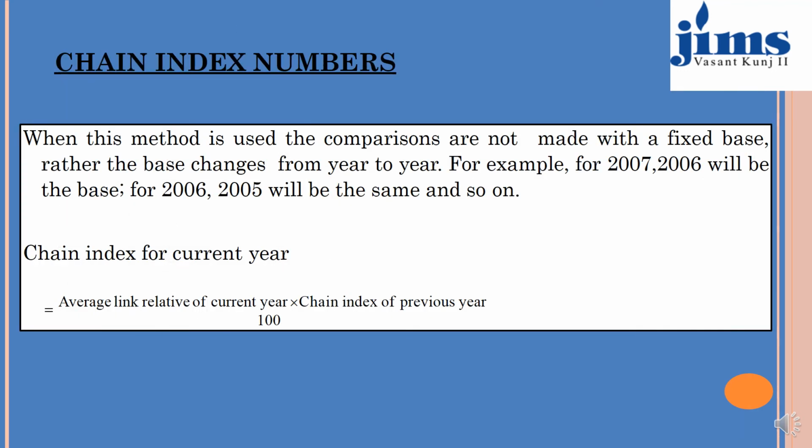Now the chain index number is also very important. This method is used for comparison instead of a fixed base, with the base changing year to year. For example, 2006 will be the base year for 2007, and 2005 the base for 2006. For that, what you have to find is the link relative of the current year times the chain index of the previous year divided by 100. That is our chain index.